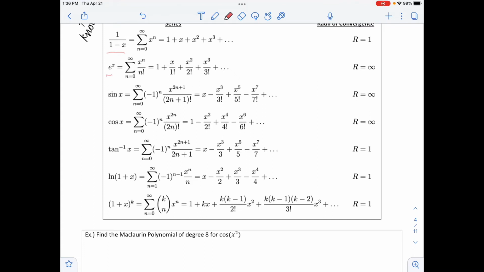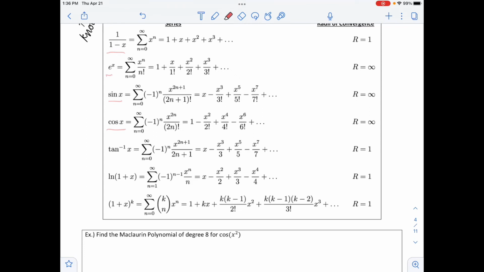And then we have sine and cosine, and sine and cosine are similar, except you'll notice that with sine it is negative 1 to the n x to the 2n plus 1 divided by 2n plus 1 factorial, and this is the sum from n equals 0 to infinity. And cosine is very similar to that, however, it is the sum from n equals 0 to infinity of negative 1 to the n x to the 2n over 2n factorial. Both of those are expanded out there.